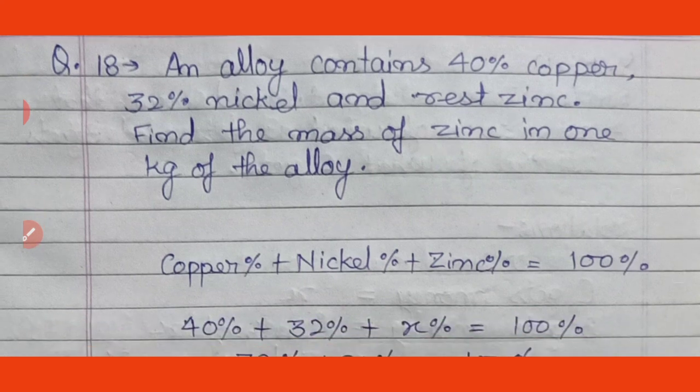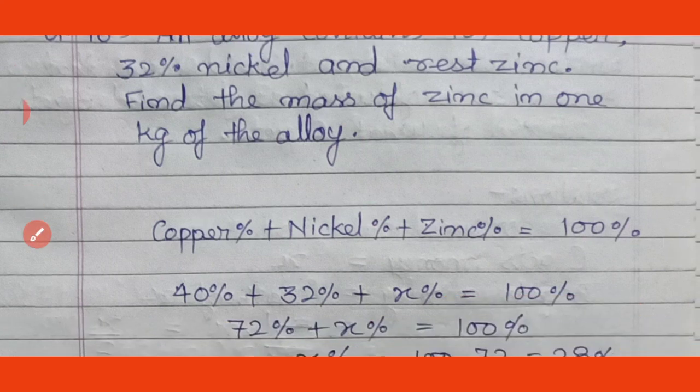Find the mass of the zinc in 1 kg of alloy. It is a very easy question to understand. Whenever anything is given, that should be 100%. So all the alloy's percentages will add up to 100%. The copper percentage plus nickel percentage plus zinc percentage should be equal to 100%.